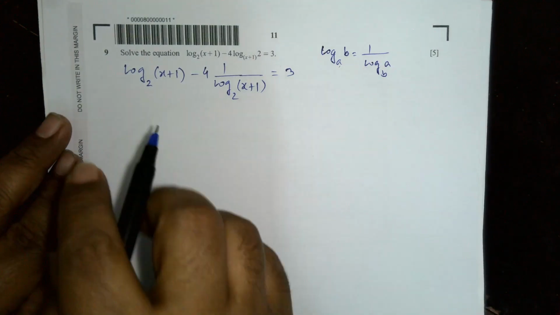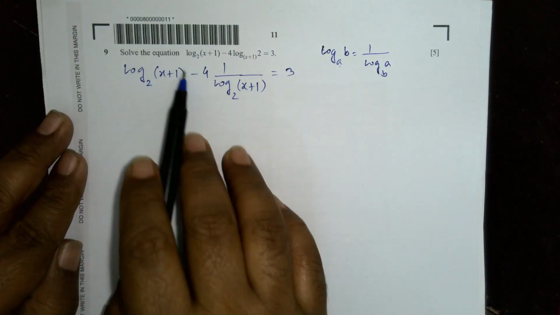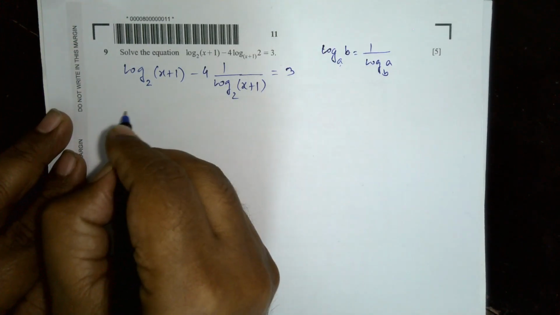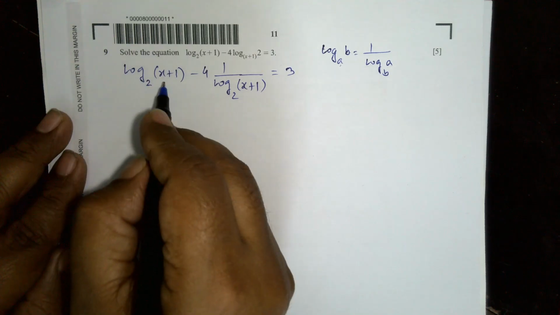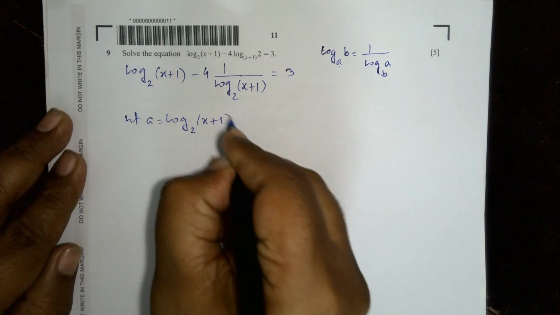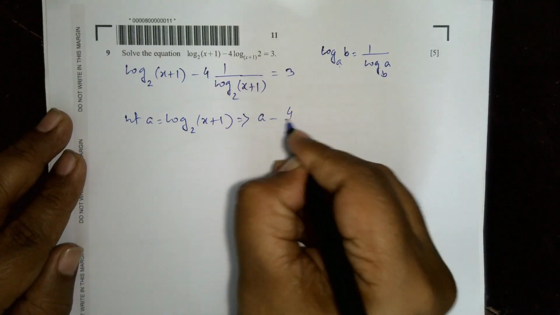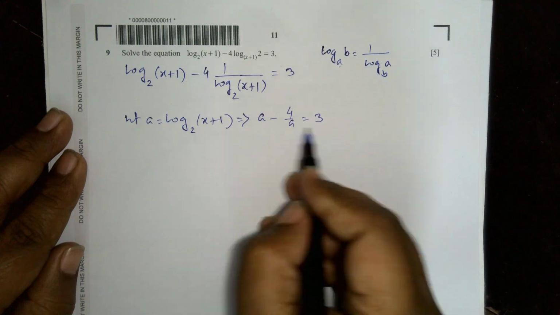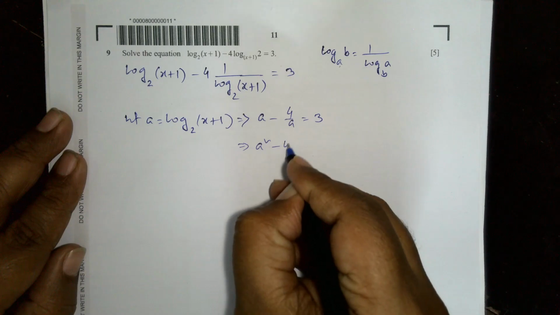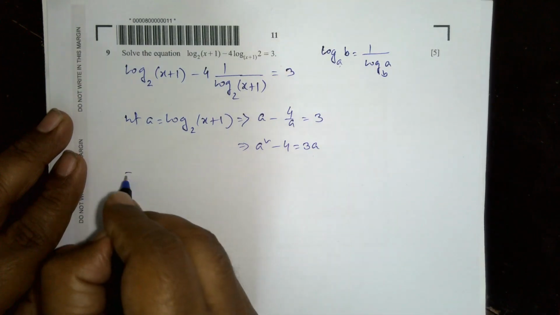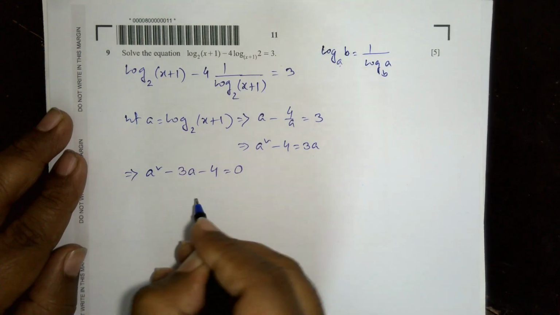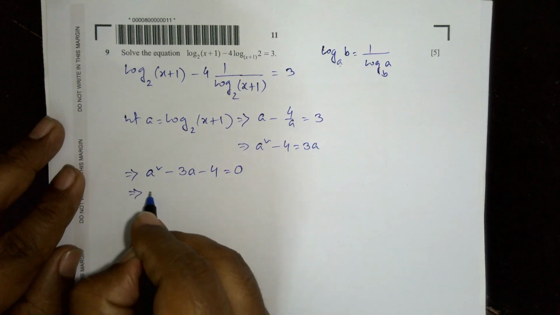Here we have log 2 base x plus 1, and here we have log 2 base x plus 1. What if we assign a new variable for this entire expression? Let a equal log 2 base x plus 1. That will give us a minus 4 over a equals 3. Multiplying the entire equation by a, we get a squared minus 4 equals 3a. So I can write a squared minus 3a minus 4 equals 0, right?